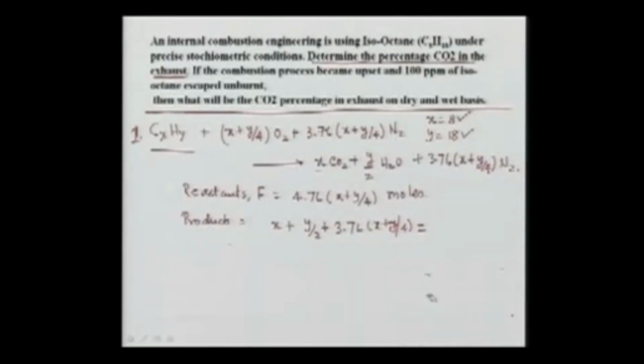Okay, suppose the products I am calling M. Then you recall we gave a formula to you that ppm of unburnt hydrocarbon was F. Okay, and I'll explain to you what is F.